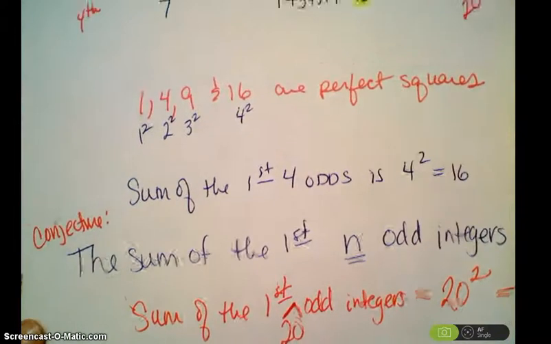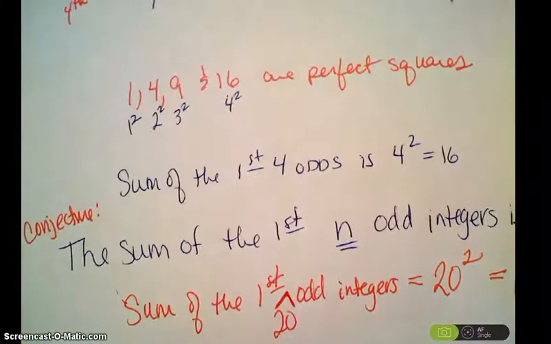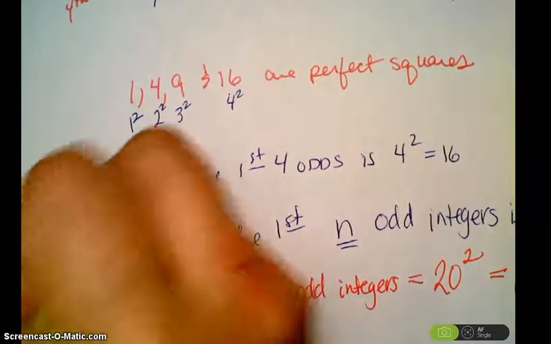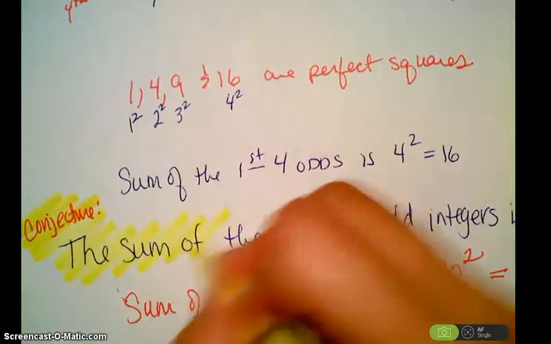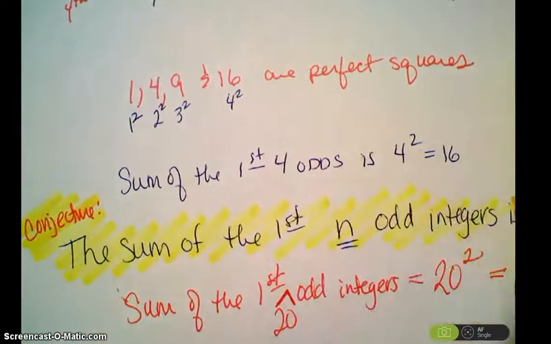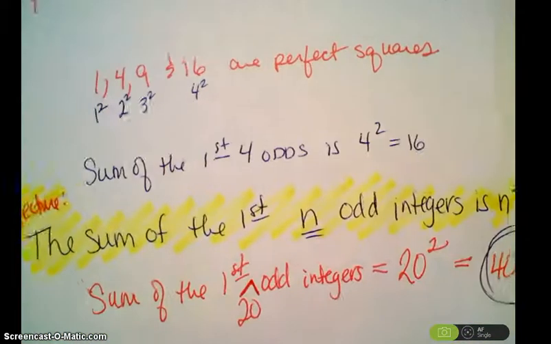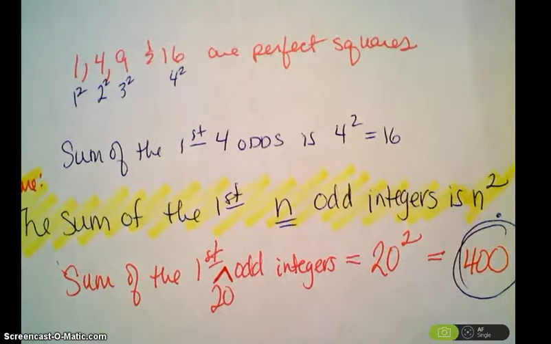Again, we developed a conjecture. Let's go ahead and highlight that, which led us to come up with our answer of 400.